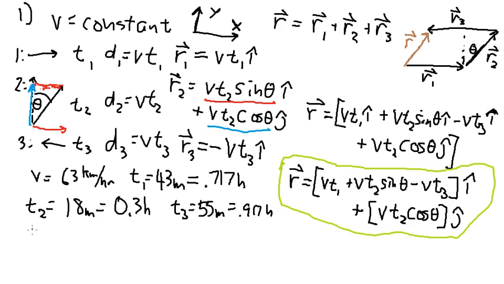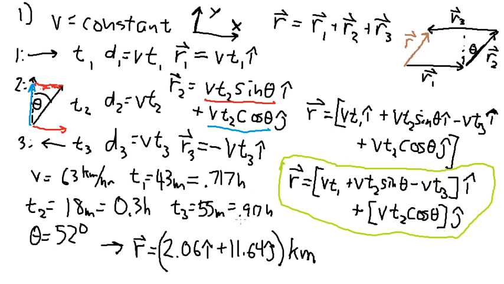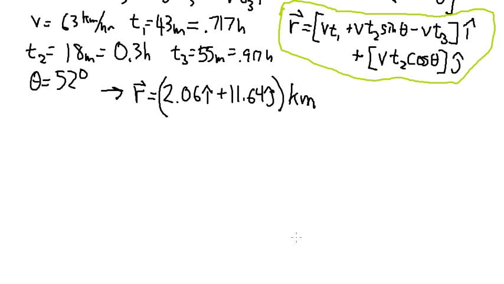I also should mention that theta for me was 52 degrees. So let me plug all this into my calculator and see what comes out. Okay, I'm back having done all this, and I believe that my final displacement vector is going to be 2.06 I hat plus 11.64 J hat kilometers. Here's hoping, because I don't know that for sure.